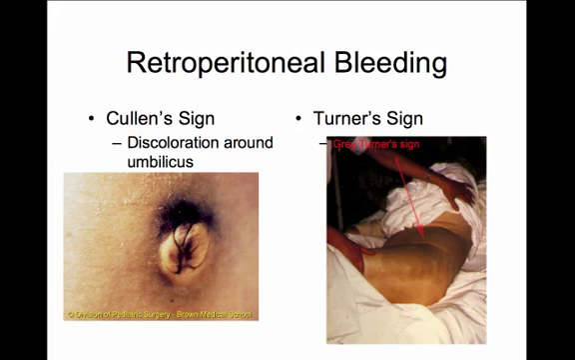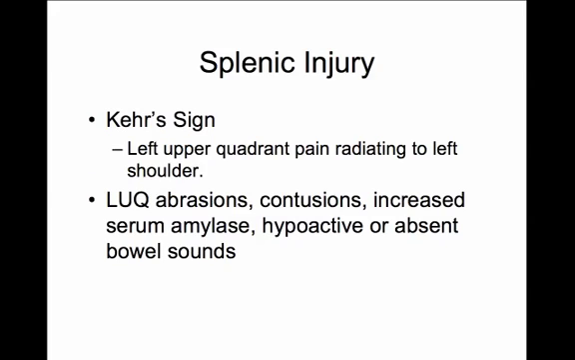Some common signs that we know about for retroperitoneal bleeding are things like Cullen's sign, which you can see on the left, and that's just a small discoloration around the umbilicus. And then on the right side of the slide, you'll see Turner's sign, which is a large area of bruising over the upper leg and side of the abdomen. But that is also a sign of retroperitoneal bleeding. Now, Kehr's sign is left upper quadrant pain that radiates to the left shoulder.